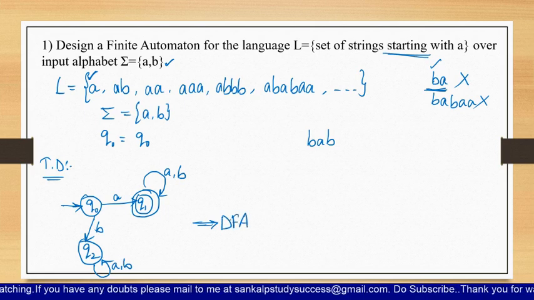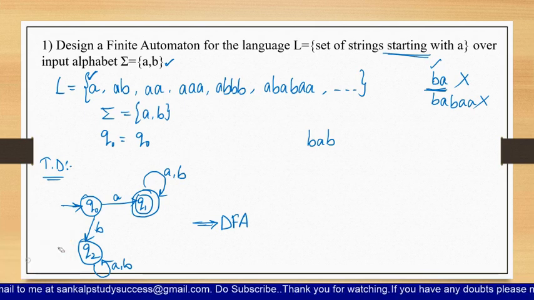So you can check whether any valid string is accepted. Your DFA should be in such a way that a valid string should be accepted and an invalid string should not be accepted. So this is the transition diagram. In this way we are going to draw.